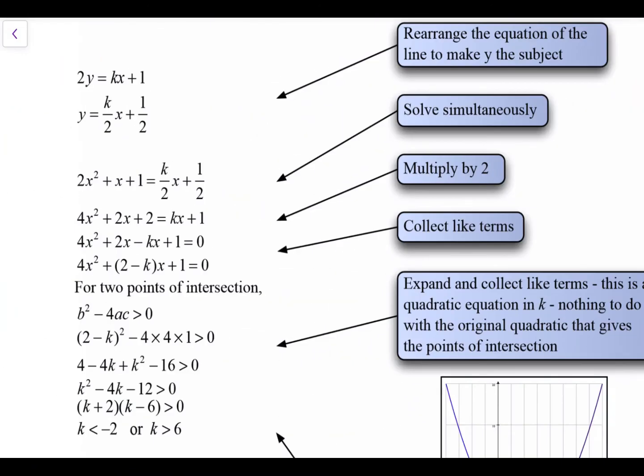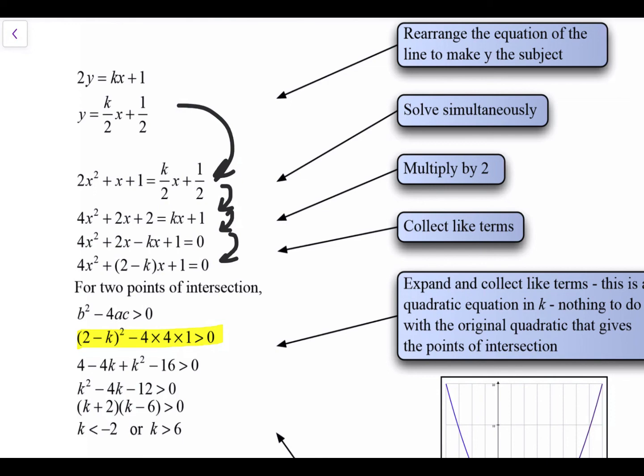Okay, so the technique's the same. Rearrange the first equation, so y is the subject. Then substitute that into the second equation, y equals 2x squared plus x plus 1. I've multiplied everything by 2 here because I hate fractions, so it makes it a lot easier. Multiply everything by 2. Rearrange and get everything on one side. You can see that the coefficient of the x is 2 minus k. There's 2x terms there. And now for 2 points of intersection, the discriminant is greater than 0. So b squared minus 4ac is that step right there.